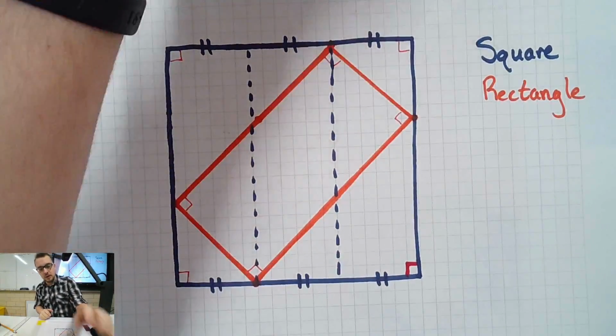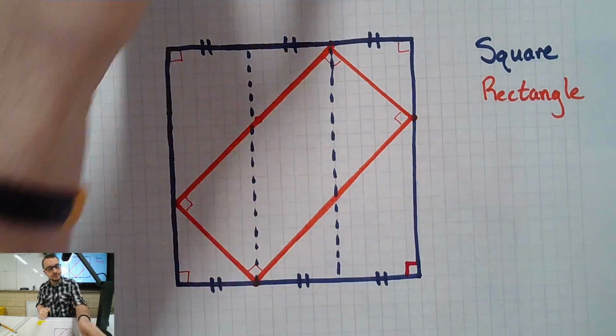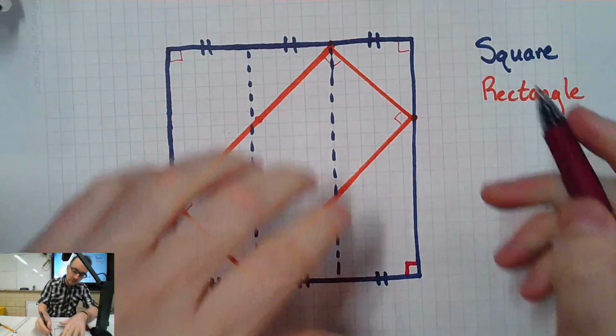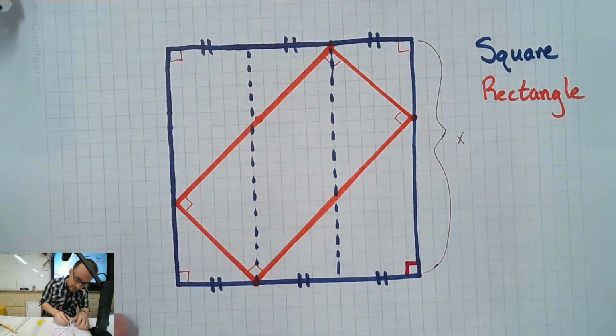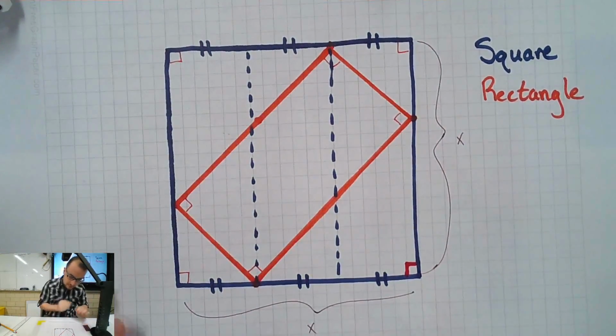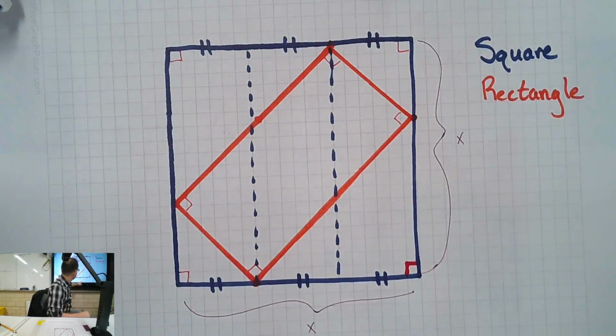And it's a square, which means what? All the sides are equal. Oh, yeah. So I'll do that by making this x and making this x. Right? That works.